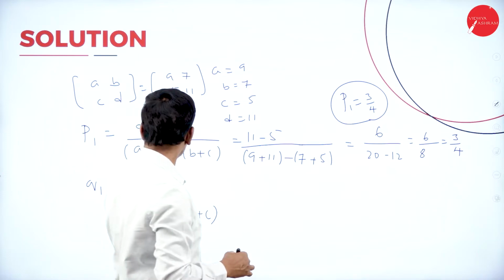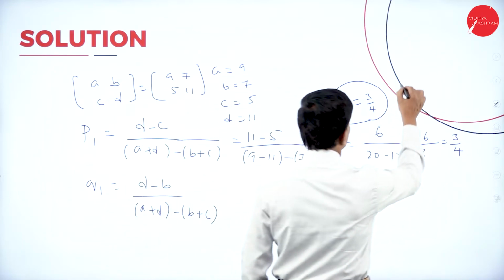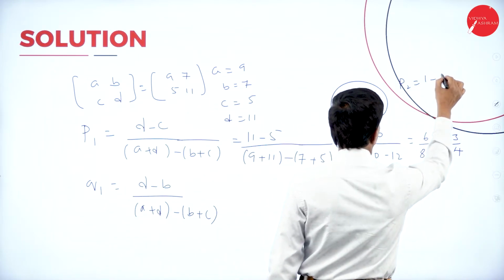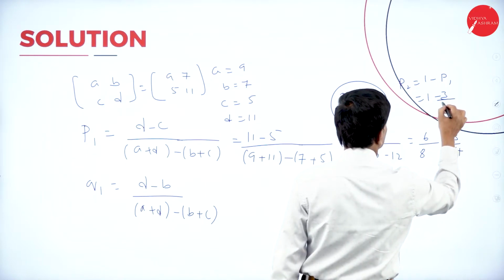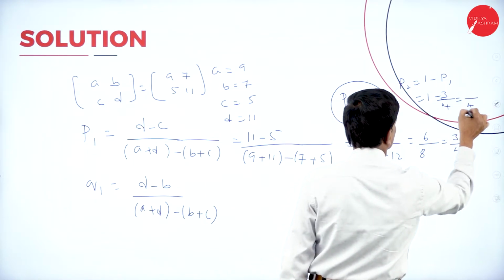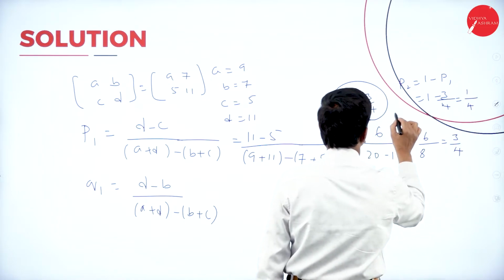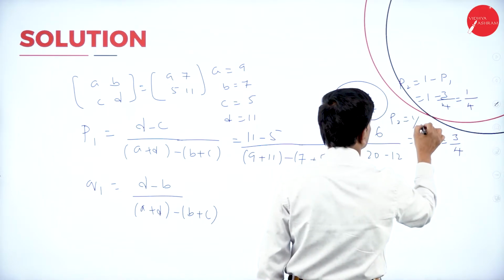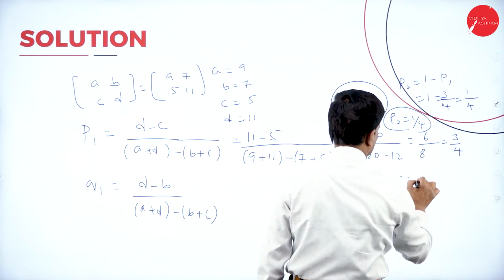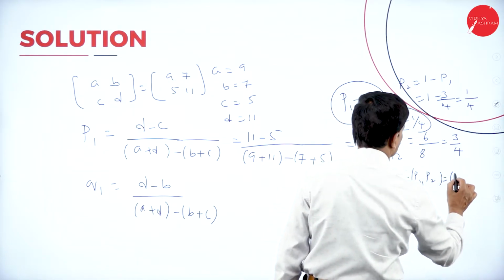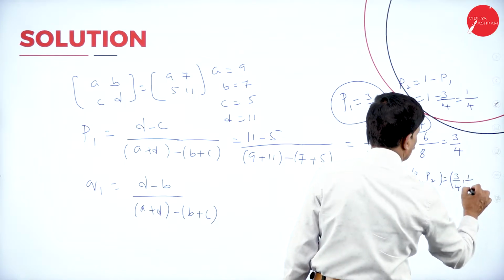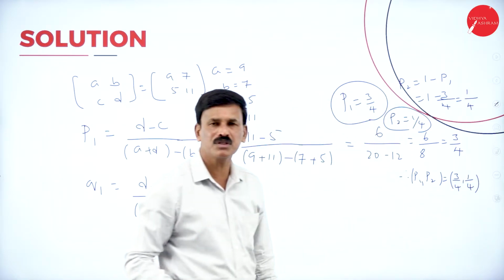Now what is P2 then? P2 is equal to 1 minus P1. That is 1 minus 3 by 4. Take the LCM; 4 is the LCM. 4 minus 3 is 1 by 4. So P2 is equal to 1 by 4. Therefore P1 comma P2 is equal to 3 by 4 comma 1 by 4. These are the values of P1 and P2.